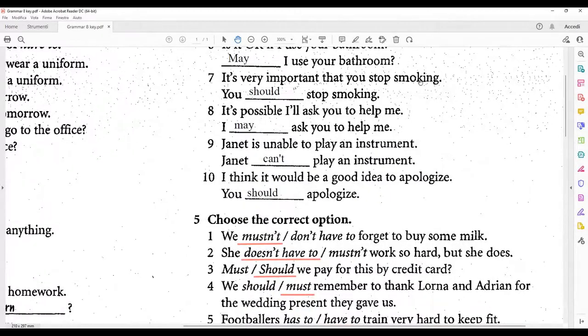It's very important that you stop smoking. You should stop smoking, right? This is my opinion. So you should stop smoking.